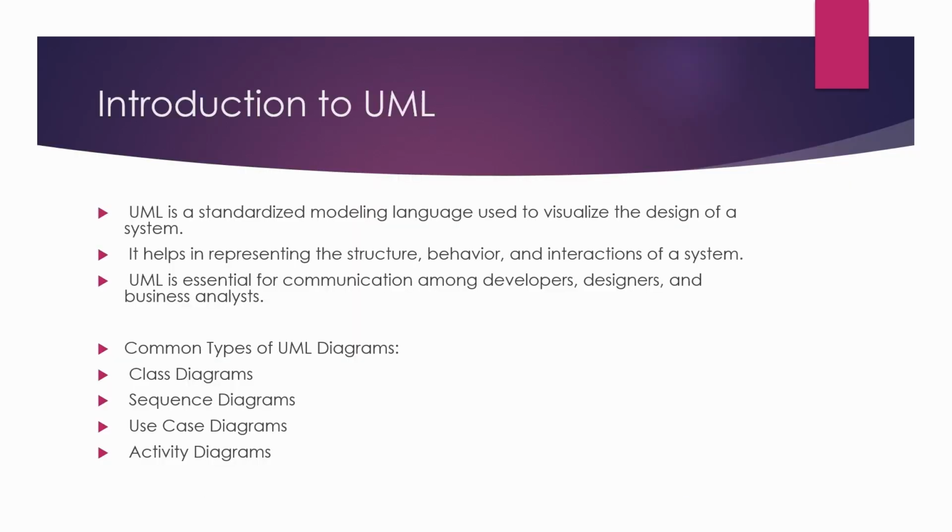UML, or Unified Modeling Language, is a standardized way to visually represent the design of a system. It helps developers, designers, and business analysts communicate more effectively by providing a common visual language. UML covers several types of diagrams, including class diagrams, sequence diagrams, use case diagrams, and activity diagrams, each serving a unique purpose in system modeling.